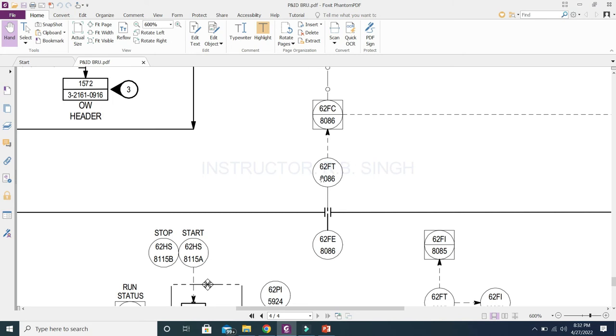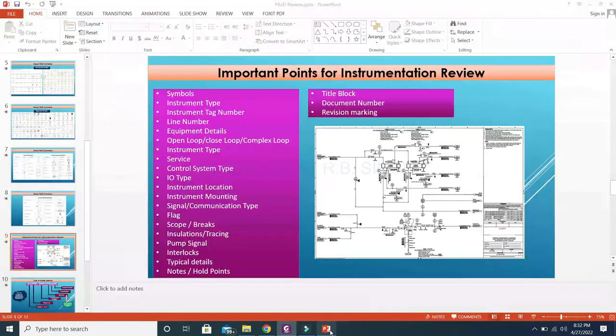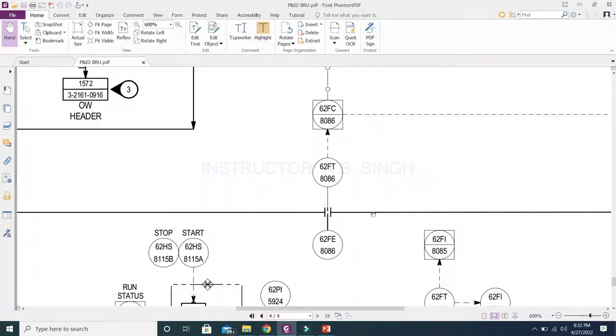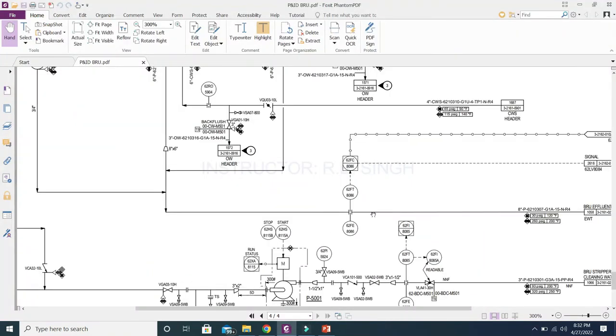So this is the flow transmitter. This is the tag number. By the symbols you can identify the instrument type. Again, the line number. Line number is very much important. Line number, in other words, pipe number.